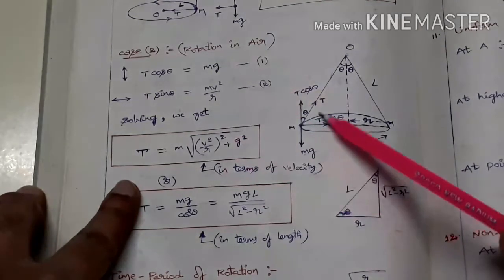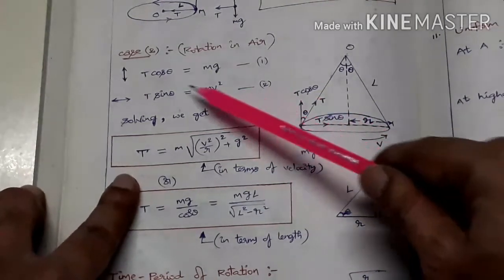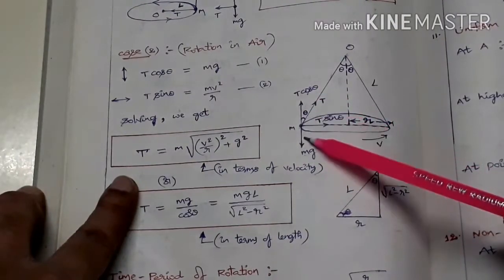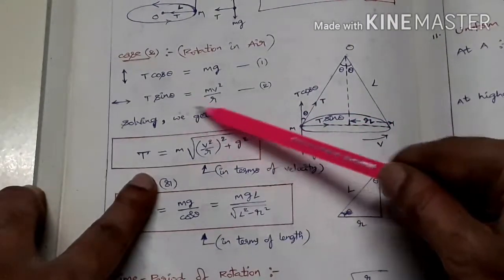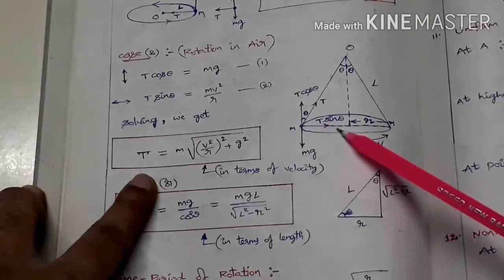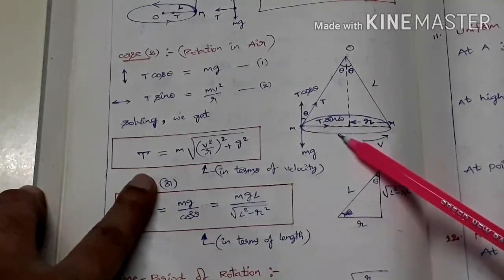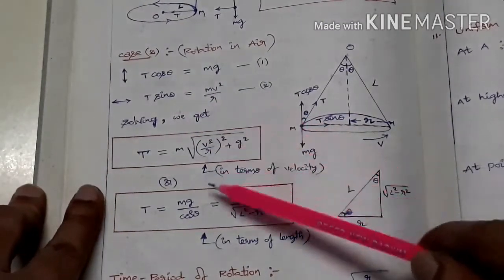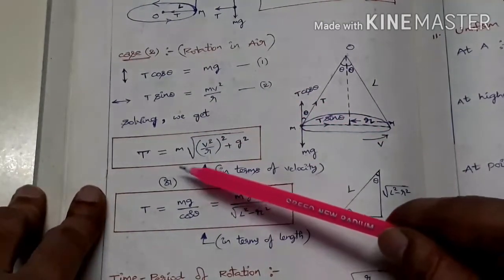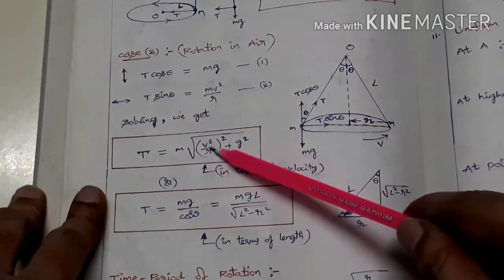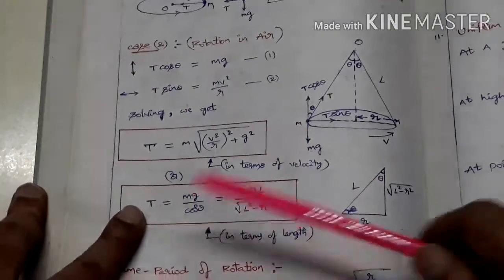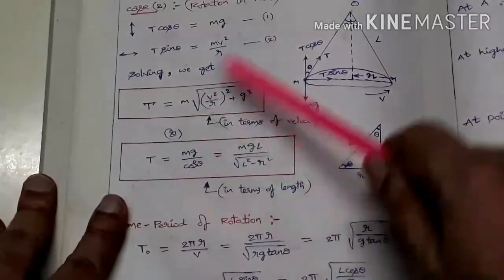So in this case, what are the force equations? T cos theta equal to mg. See, this is T cos theta, this is mg. Both of them are balanced. Similarly, T sin theta equal to mv square by r. T sin theta is the unbalanced force which is providing the required centripetal force. Solving these two equations, we will be getting T equal to m root of (v square by r) whole square plus g square. And one more formula, T equal to mg by cos theta.